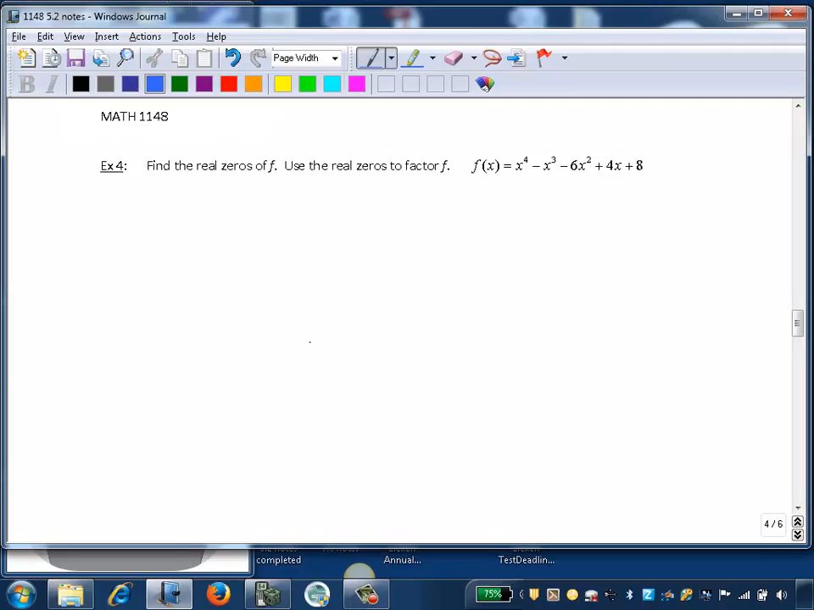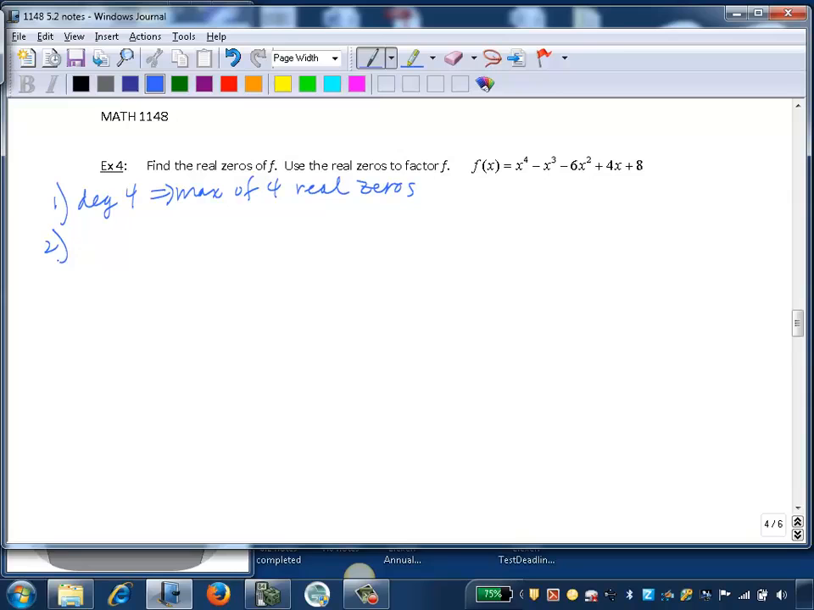Example 4. Find the real zeros of the following polynomial function f, and then we'll use the real zeros to factor. Okay, so if you remember our steps from before, our first step is to look at the degree, because we know the degree will tell us the maximum number of real zeros that we're actually looking for here. So we know we have a degree 4 polynomial, so we have a max of 4 real zeros.